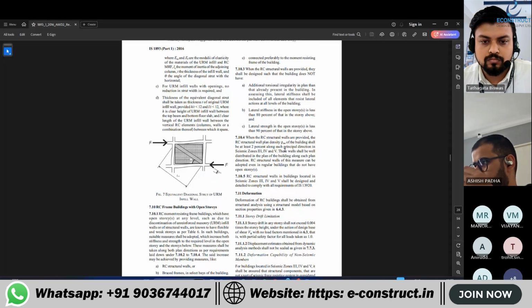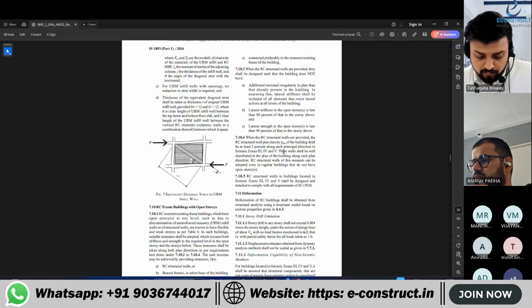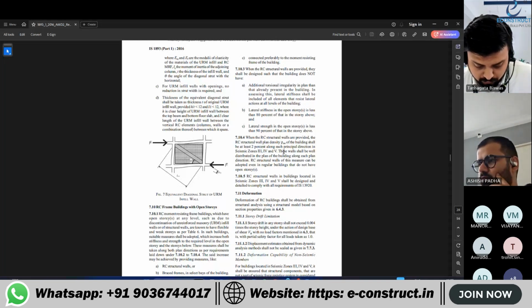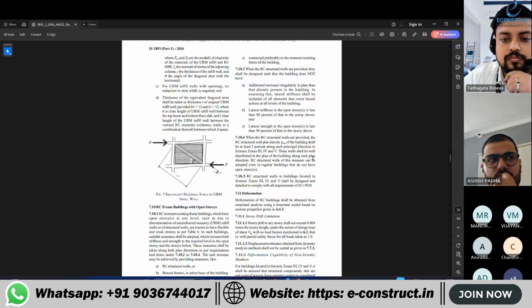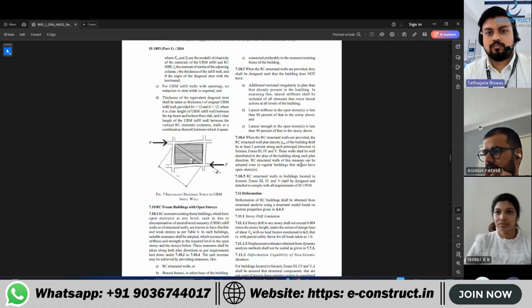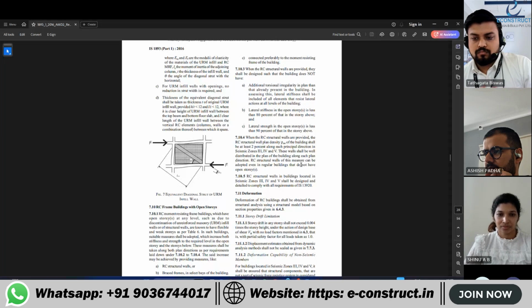7.10.4. When the RC structural walls are provided, the RC structural wall plan density PSW of the building shall be at least 2% along each principal direction in seismic zones 3, 4, and 5. These walls shall be well distributed in the plan of the building along each plan direction. RC structural walls as a measure can be adopted even in regular buildings that do not have an open story.